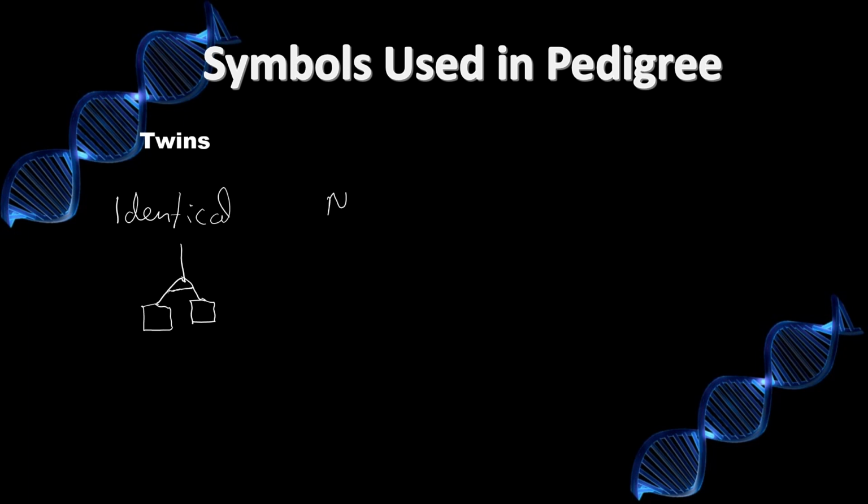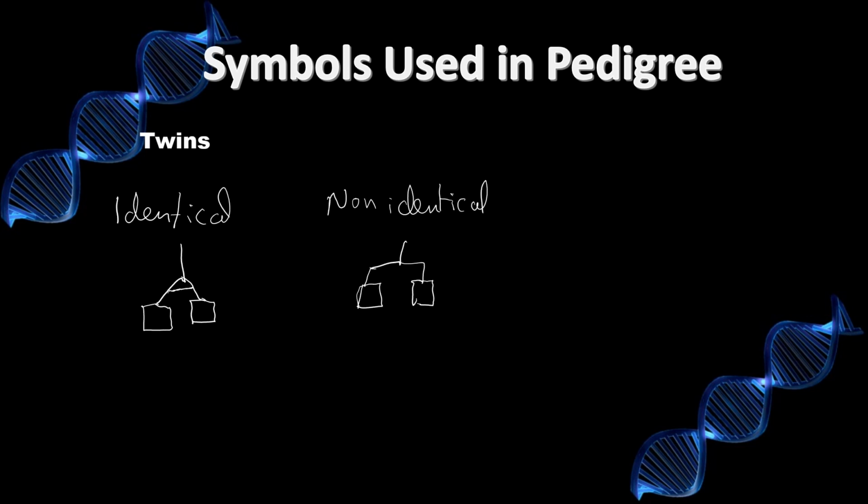For non-identical twins, we can draw like this, two squares without a middle line like this here.